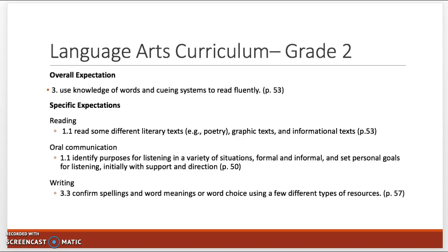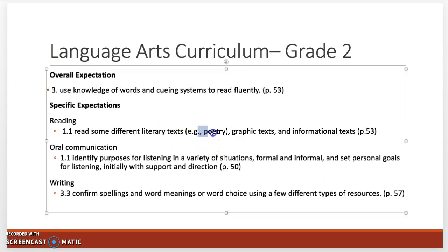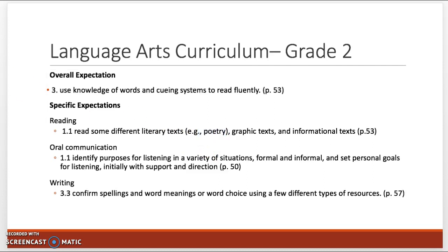The overall expectation I pulled from the reading strand of grade 2, number 3, use knowledge of words and cueing systems to read fluently. For the specific expectations, I found reading, oral communication, and writing to best suit today's lesson. From reading, 1.1, read some different literary texts, graphic texts, and informational texts. And today, the different form of literary text will focus on poetry.